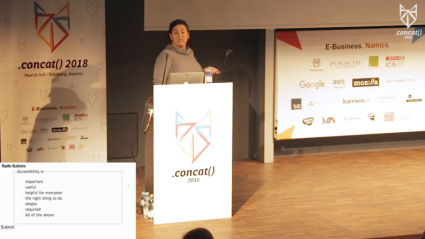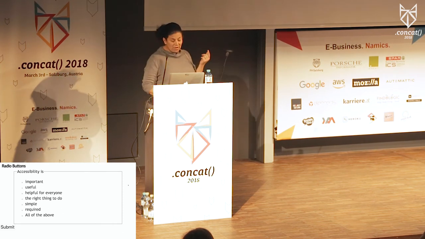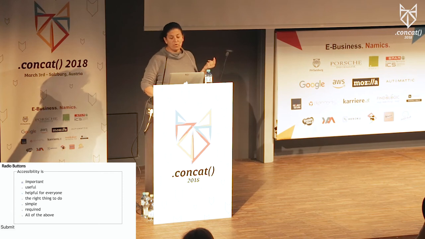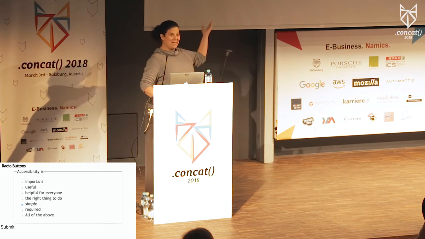So which one of these is accessibility? It's all of the above. But since they're radio buttons with labels, I can just use my right arrow, left arrow, down arrow. And without any extra code, I can go right through them. Isn't that amazing? That's HTML for you.